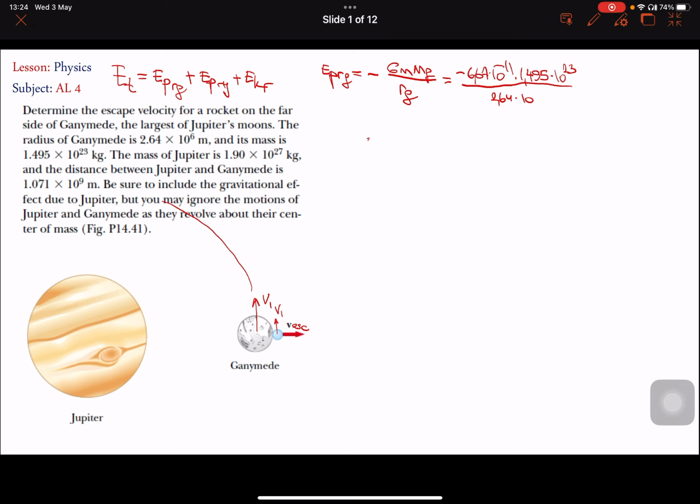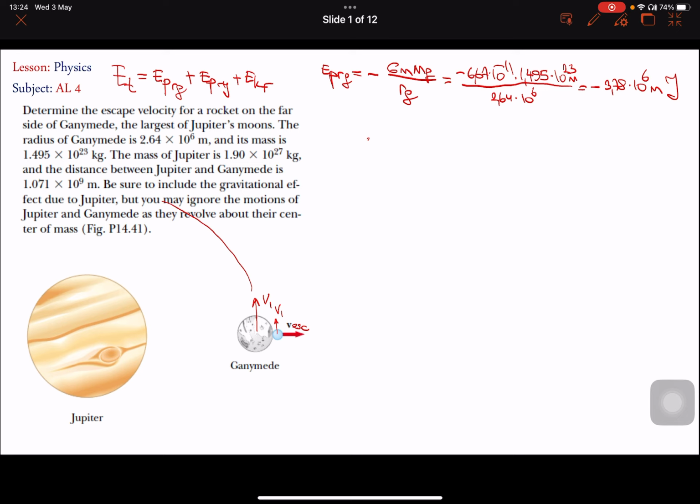So the number that will appear here, if you calculate it, is 3.78 times 10 to the power of 6. Of course, I have the mass of the rocket here, so I have to write it as mass. It's not meters, and the unit for the energy is joules. The mass of the rocket is not given, but it will be simplified in the end. You'll see it. I have to write it because the mass is present in the formula.